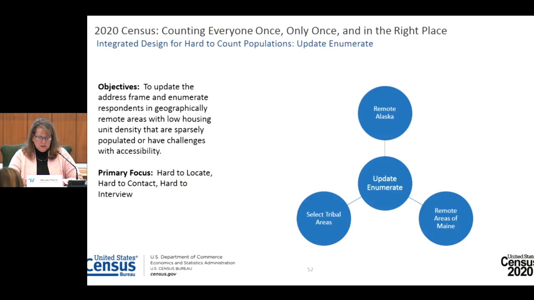Our focus in update enumerate areas is on hiring field staff familiar with the area and with the language or other necessary skills to facilitate a response. For example, in remote Alaska, the Census Bureau will work with village elders to identify and hire enumerators who speak the local language and can translate and facilitate the collection of census response data. Our primary focus from a hard-to-count framework perspective are the hard-to-locate and hard-to-contact.